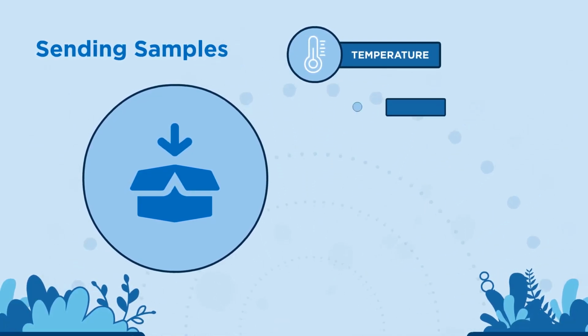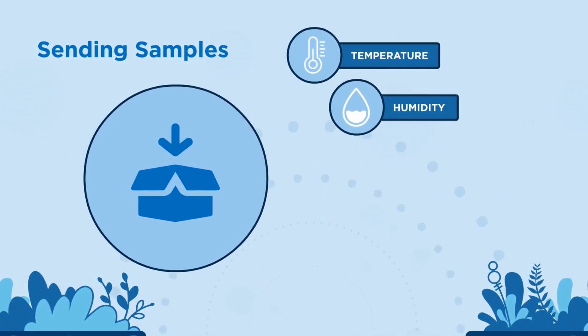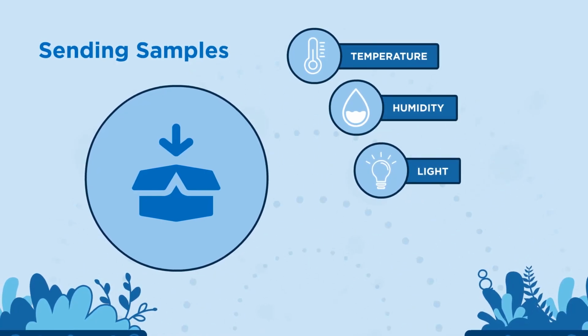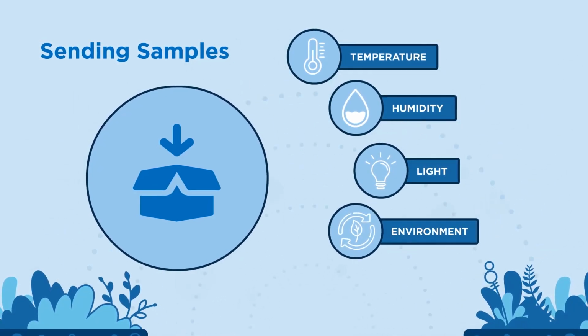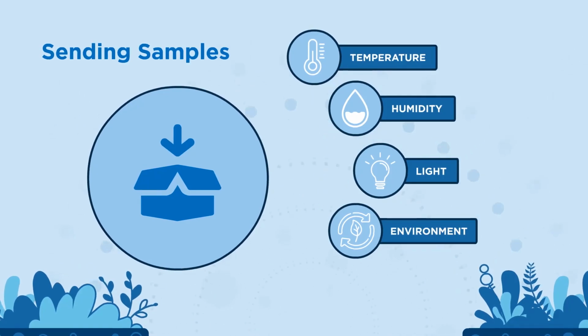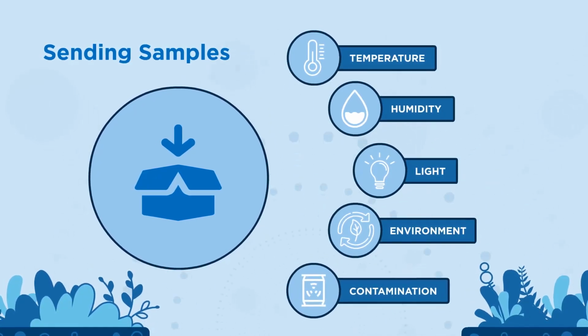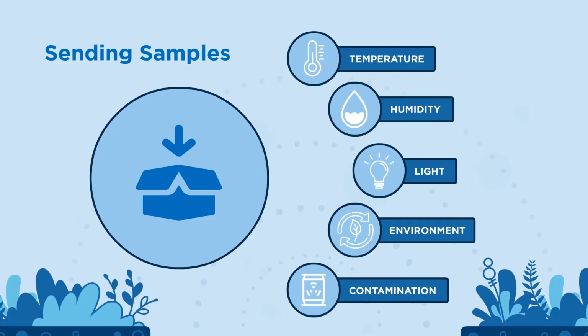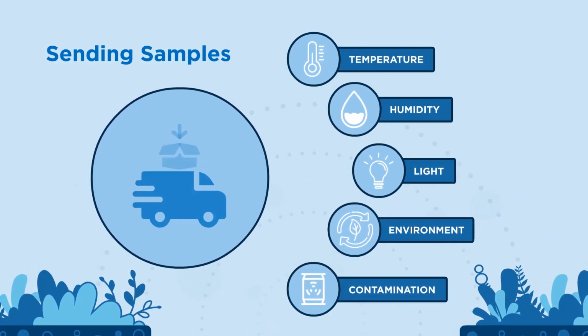Temperature, especially high heat. Humidity, especially for leather samples. Light, especially strong UV light. Environment. This can include the exhaust fumes of vehicles or equipment. And cross-contamination. This is when 2 samples are placed next to each other and one can contaminate the other.